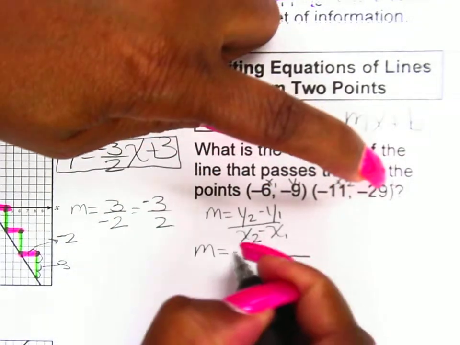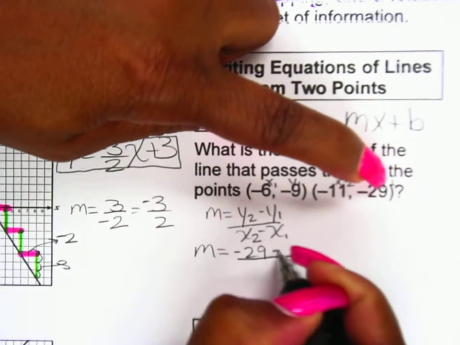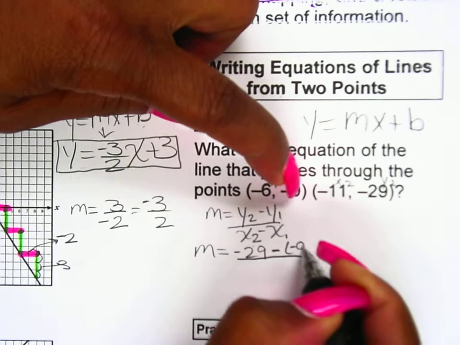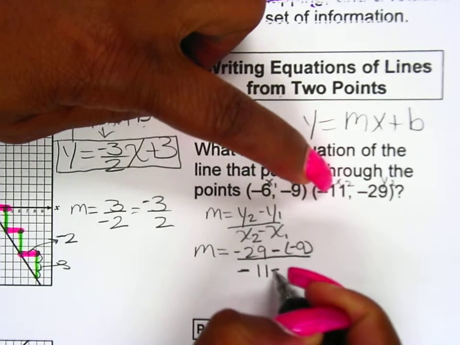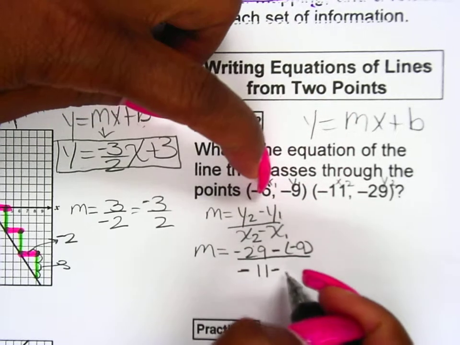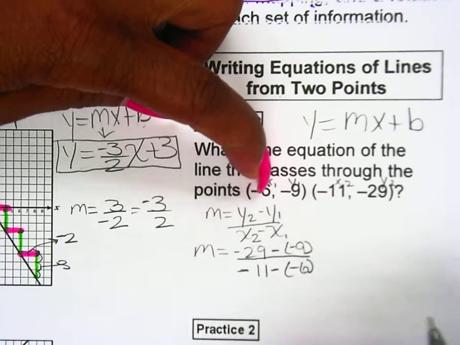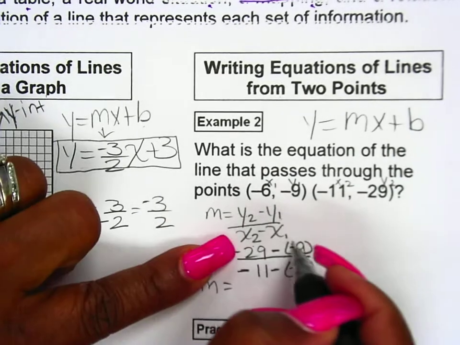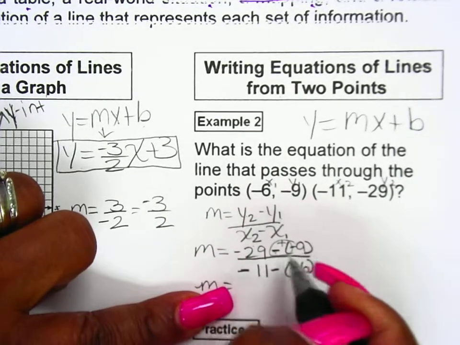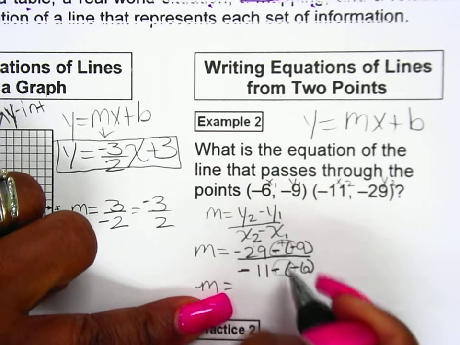negative 29 minus negative 9 over negative 11 minus negative 6. Okay, so we have here m equals, this, guys, is really a plus. A negative times a negative is a plus. Negative times negative is a plus.